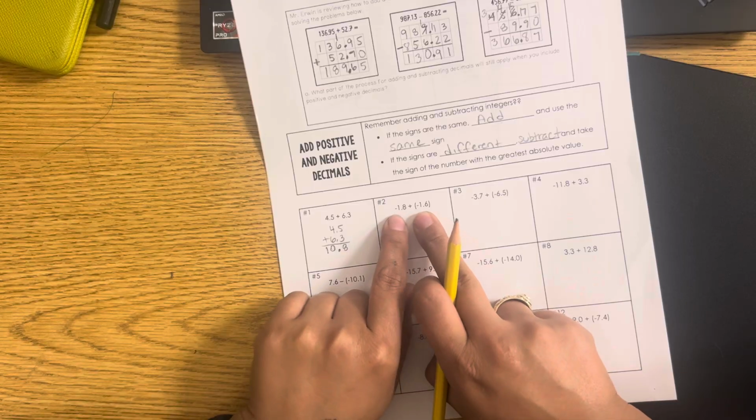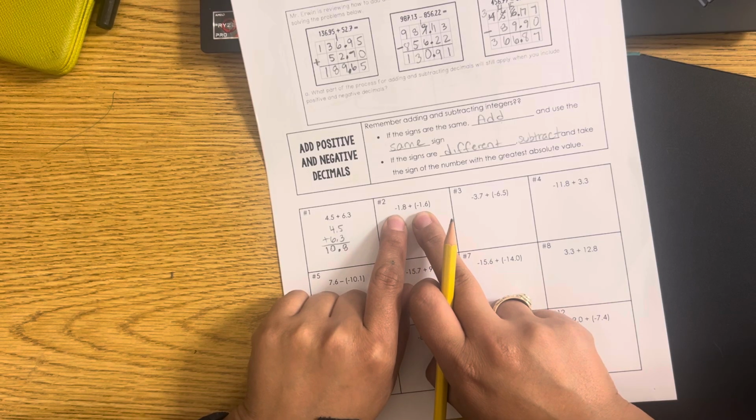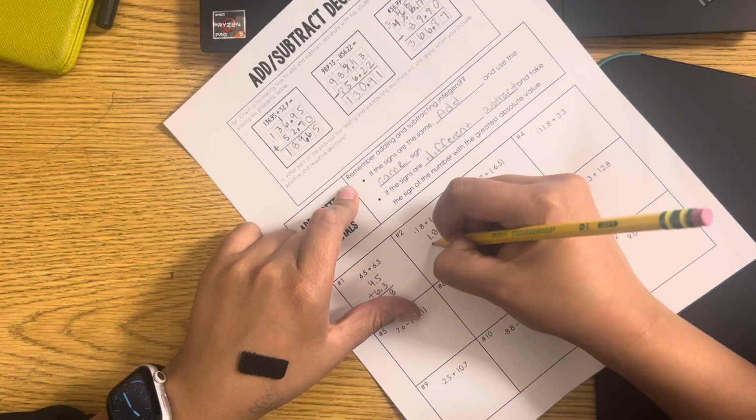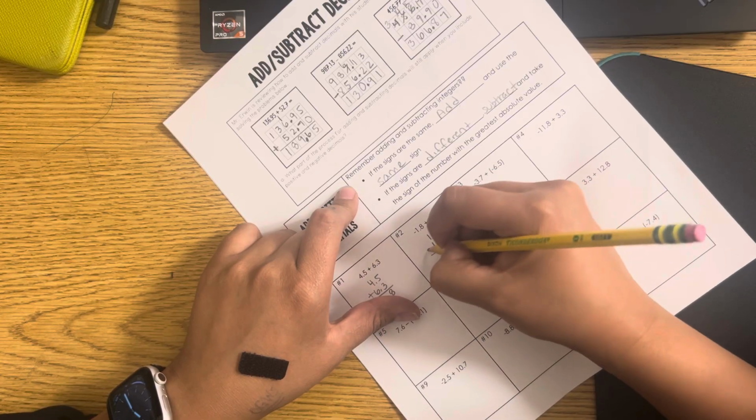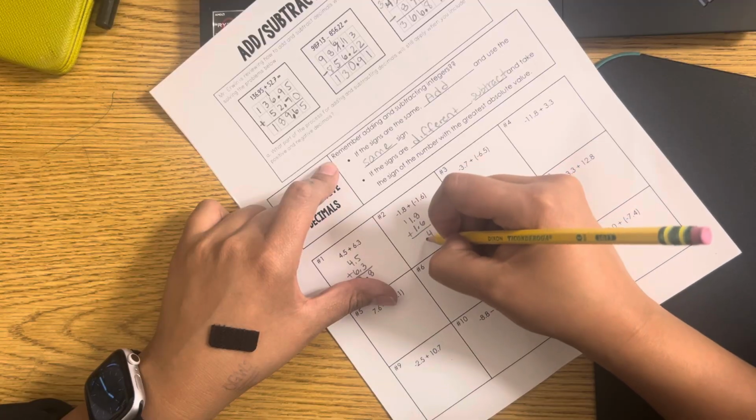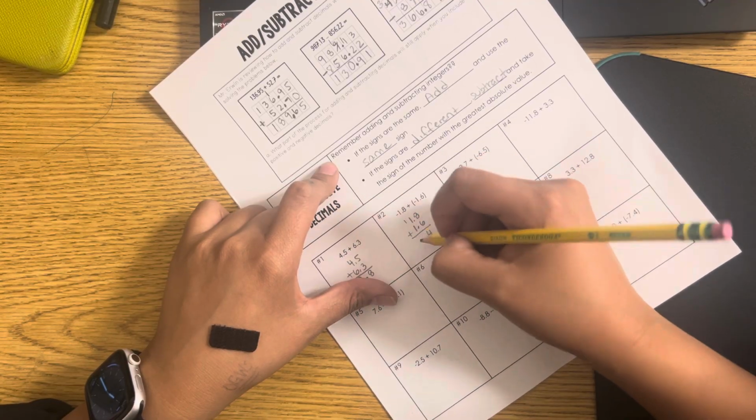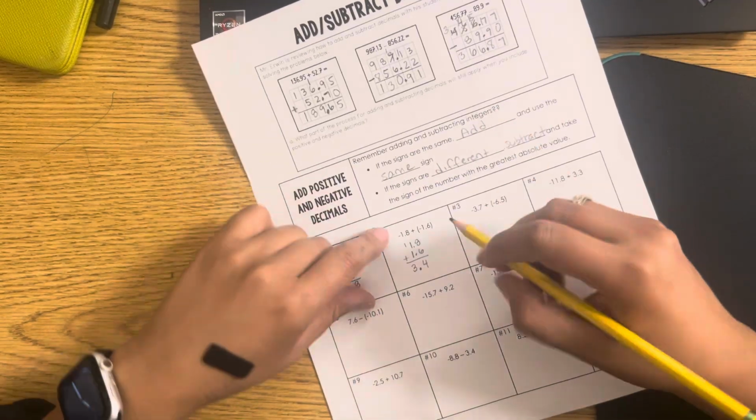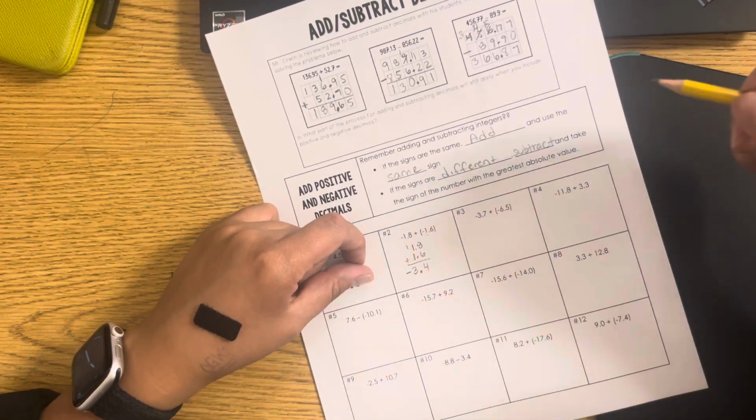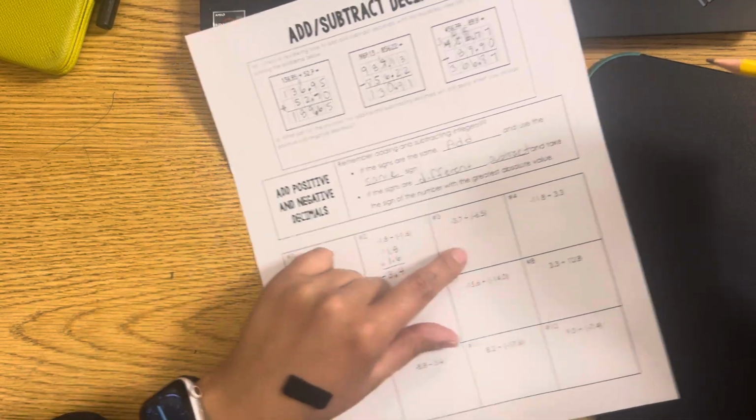Look at number 2. There's addition. My problem is both negative, so I'm just going to add since they're the same. So 1.8 and 1.6. Lined up your decimals. 8 plus 6 is 14. Bring down your decimal place. 1 plus 1 plus 1 is 3. But be careful. Since they were both negative to begin with, my answer is also negative like we learned a couple of weeks ago.